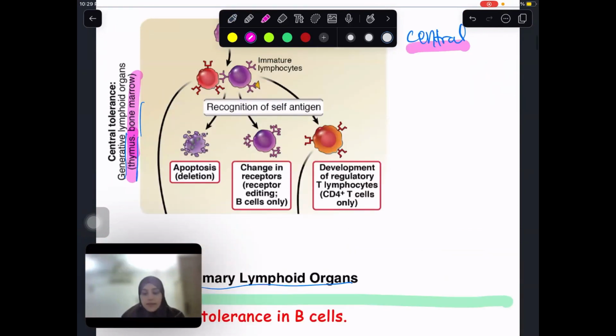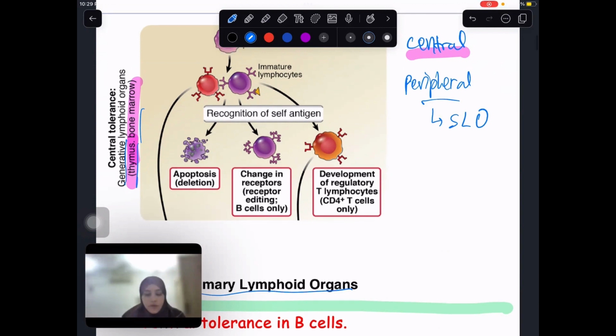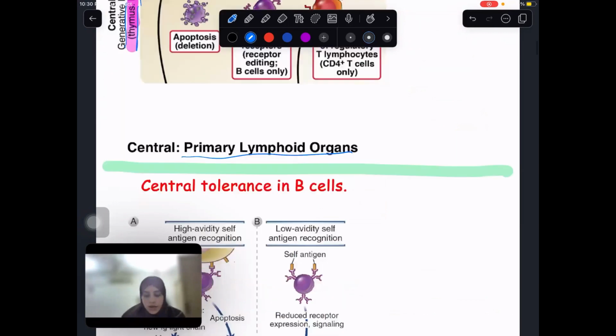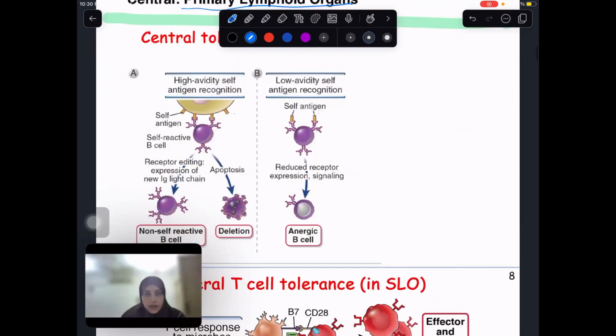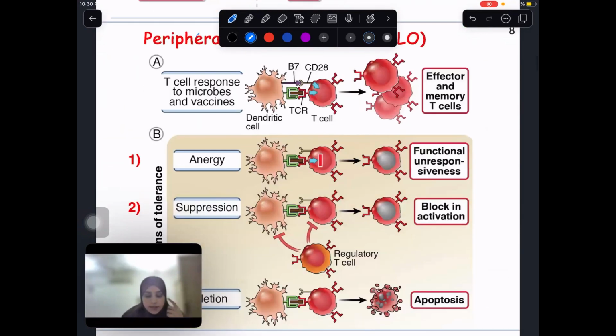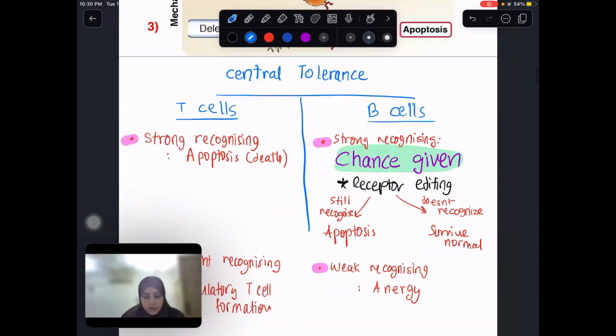This is the central. The peripheral is the rest, which is the secondary lymphoid organs, which is the spleen, the MALT, the lymph nodes, all of this. So tolerance happens in two different places: the central and the peripheral. I have made a table that is going to be pretty simple to understand, so I'm going to be explaining all that.